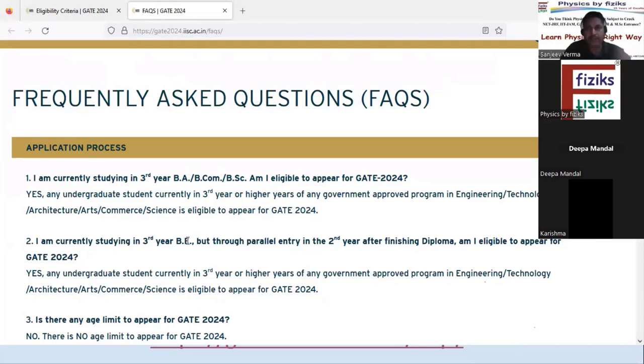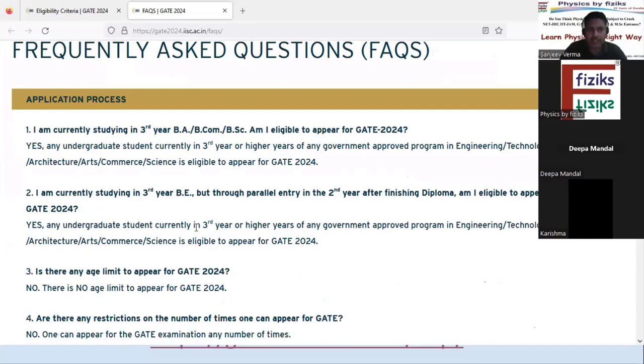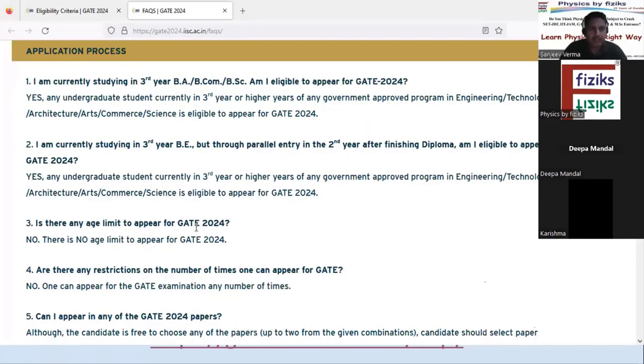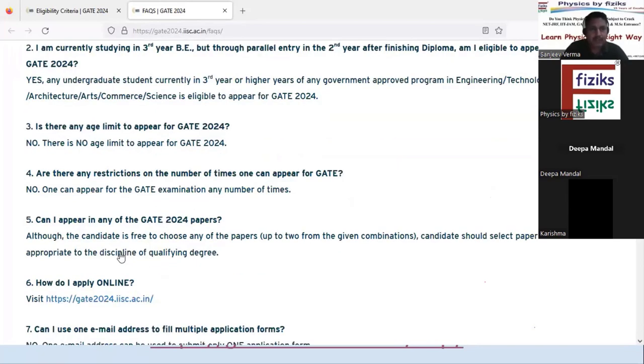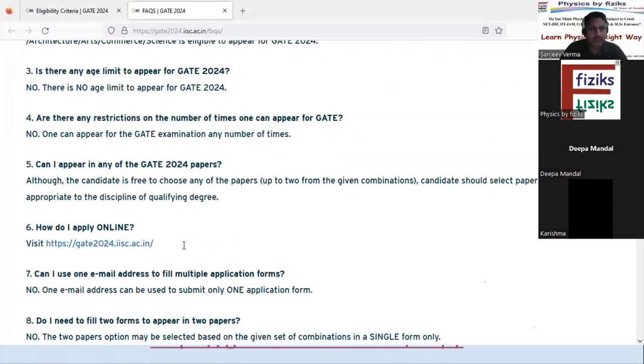Or if you are an engineering student and you have taken direct admission to second year after completing your diploma, you are also eligible. Another question: is there any upper age limit? No, there is no upper age limit. Is there any restriction on the number of times one can appear? No. Can I appear in any of the GATE papers? You are free. How can you apply? So you know where to apply.